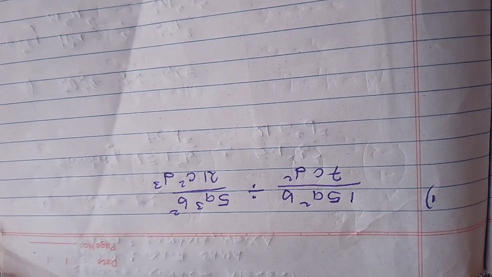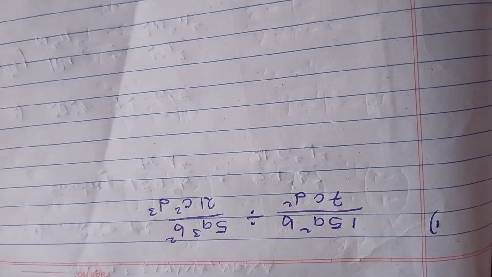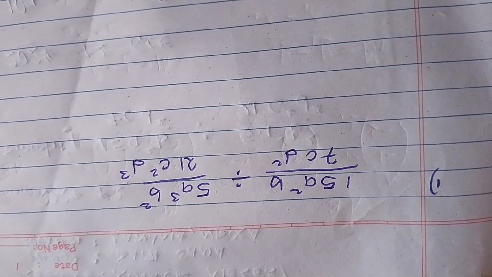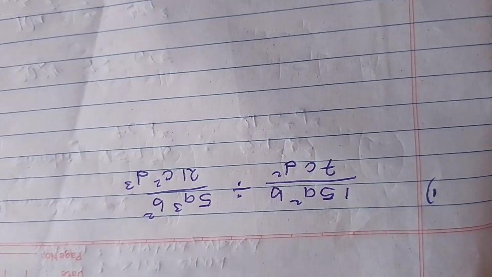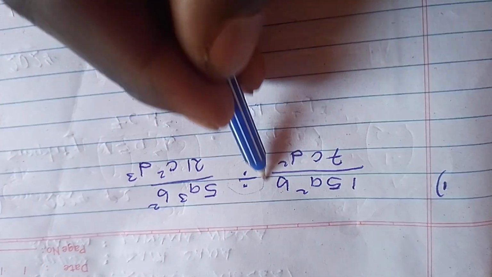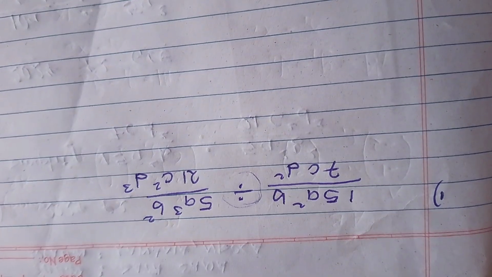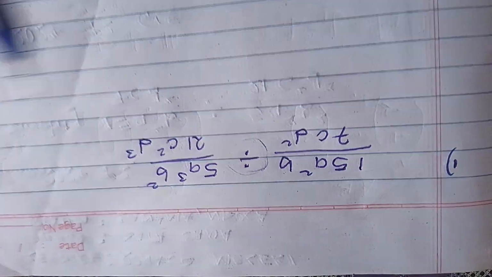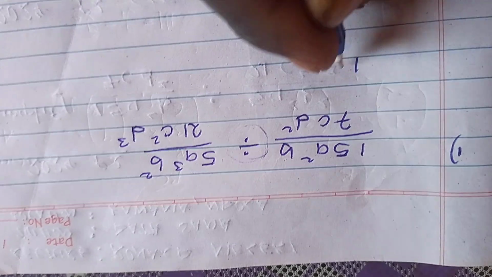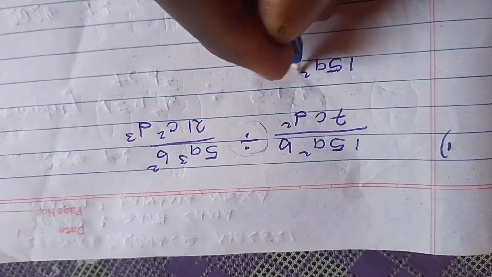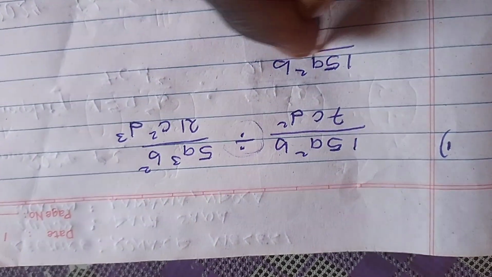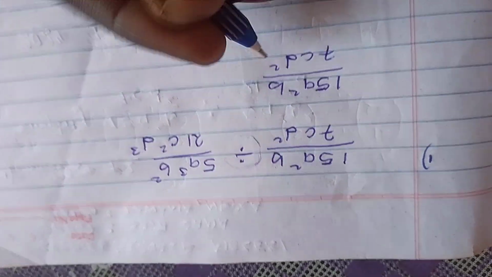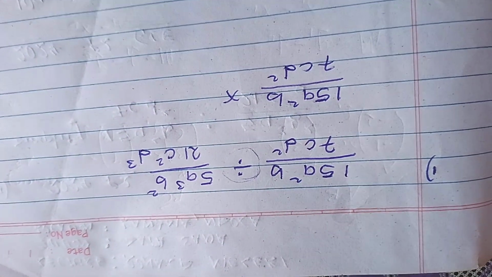So basically, looking at question 1, to simplify this one is very simple. We are going to start by looking at the way the fraction is. We remember that we cannot simplify if you have a division sign there, so we have to change the division sign to multiplication. So you're going to have 15a squared b over 7cd squared. Then we'll change the division to multiplication.